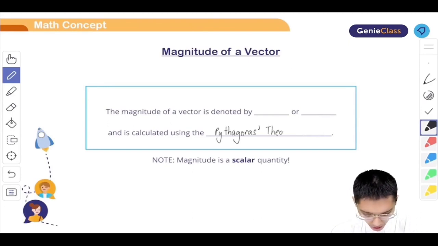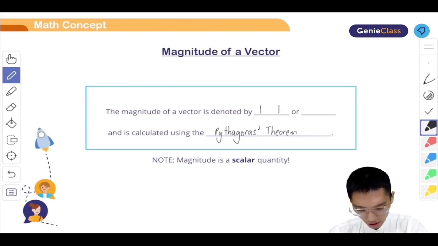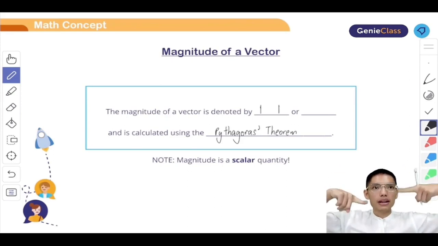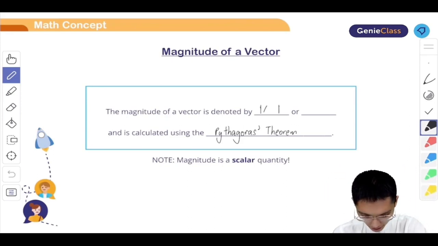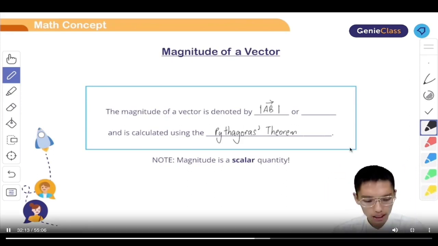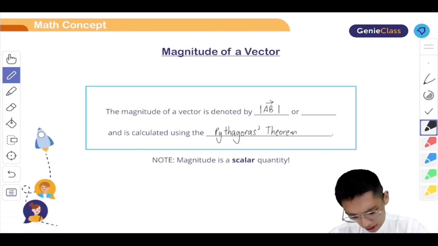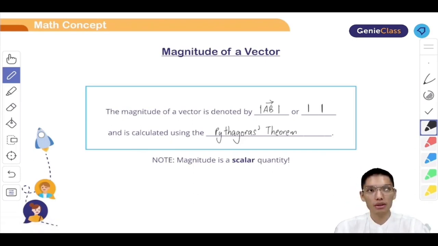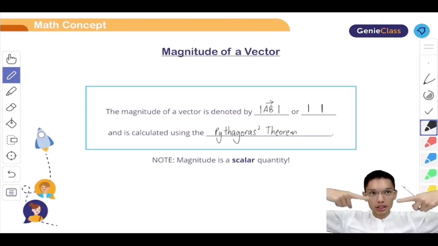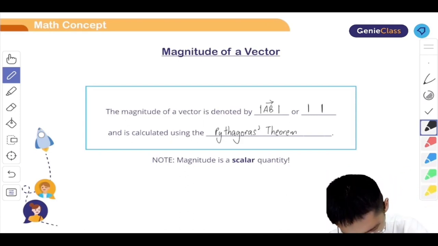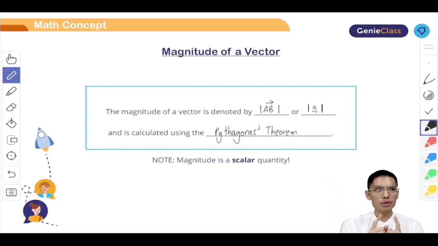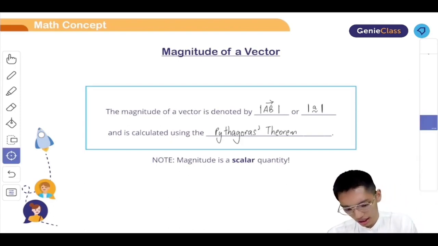One is taking the two lines, what we call the absolute value sign, and the vector involved. The other way we write it is also absolute value, noted by these two lines over here, and we say just the letter itself. Take note, magnitude is just one value, it doesn't tell you the direction. It is one example of a scalar quantity as well.